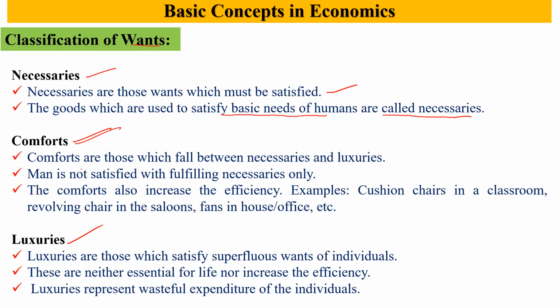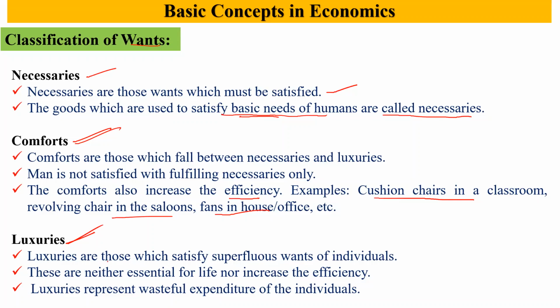Next is comfort. Comforts are those which fall between the necessaries and luxuries. Man is not satisfied just by fulfilling his basic needs. He will have some more expectation or desire after fulfilling his basic needs. Such are called comforts. These comforts also increase the efficiency. For example, cushion chairs in a classroom, revolving chair in a saloon, fans in an office. These are not necessaries, basic needs, but they are comforts. They lead to the efficiency of the work.